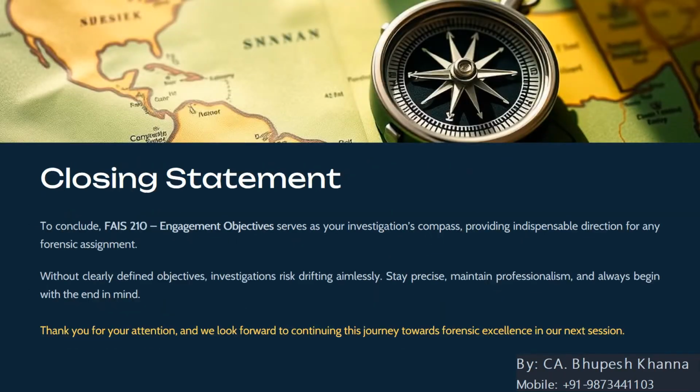And lastly, the closing statement. To conclude, FAIS 210, Engagement Objectives, is your guiding light in setting the right direction for any forensic assignment. Think of it as your investigation's compass. Without it, you're just wandering. Stay precise, stay professional, and always begin with the end in mind.